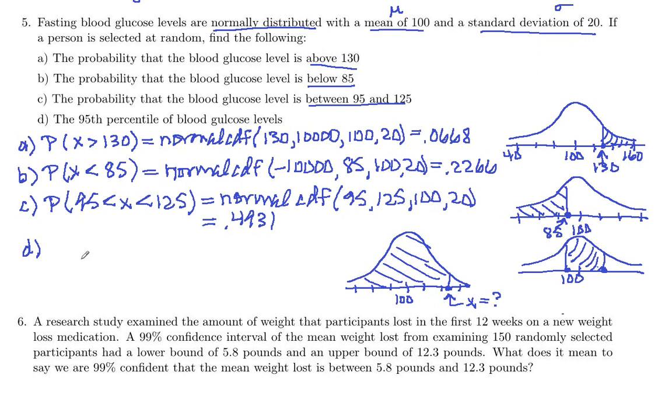And that's going to be inverse norm. So use inverse norm to get x values or z-scores. So this will be inverse norm. And then your syntax there, you put in the area to the left, which is 0.95. So 95% below. And then mean, standard deviation. So 100 was our mean, standard deviation 20.